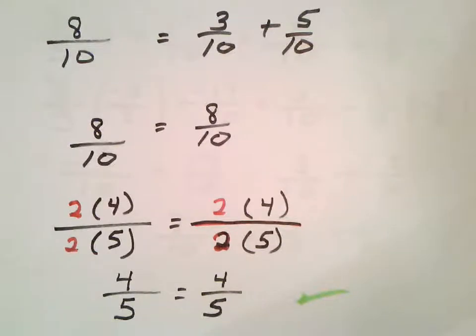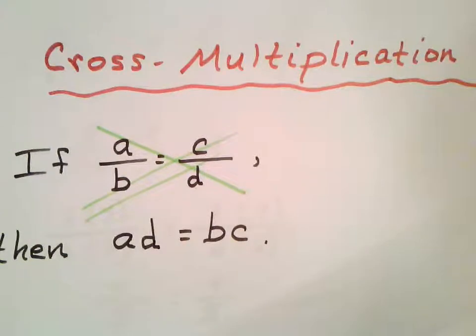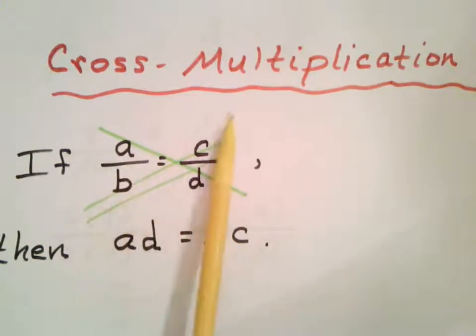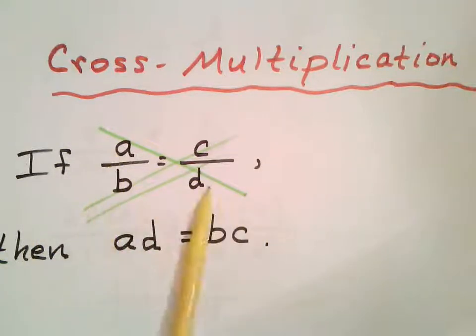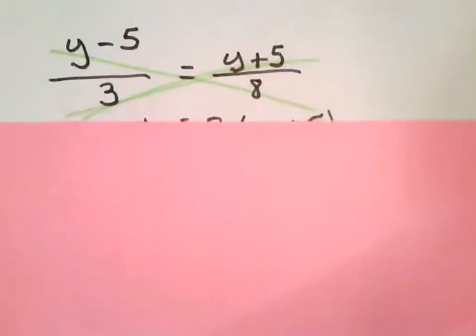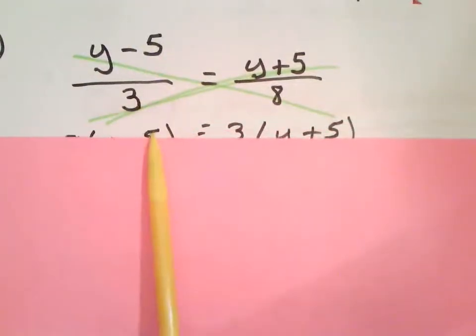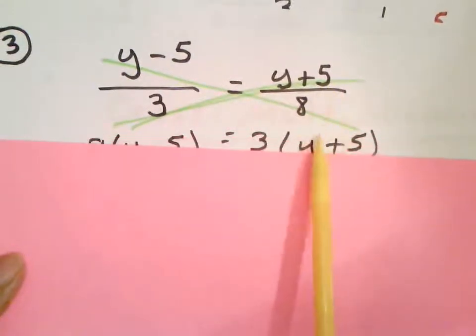We're going to look at a third example where we're going to use cross multiplication. Remember, we use cross multiplication when we're solving a proportion. If A over B equals C over D, so you cross multiply, then AD is equal to BC. So we're going to use that to solve this equation. And the equation is y minus 5 over 3 is equal to y plus 5 over 8.